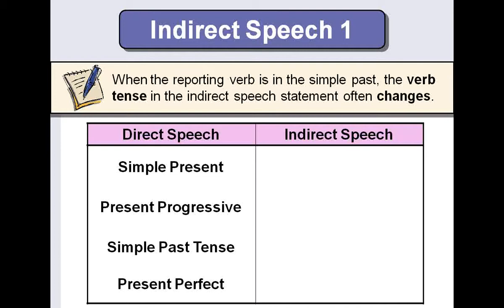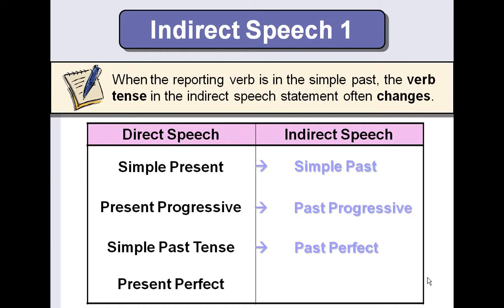When the reporting verb is in the simple past, the verb tense in the indirect speech statement often changes. Remember that indirect speech is a noun clause, a type of noun clause that is usually in the object position and following a reporting verb such as said or told. So the simple present changes to the simple past, the present progressive changes to the past progressive, the simple past changes to the past perfect, and the present perfect changes to the past perfect.